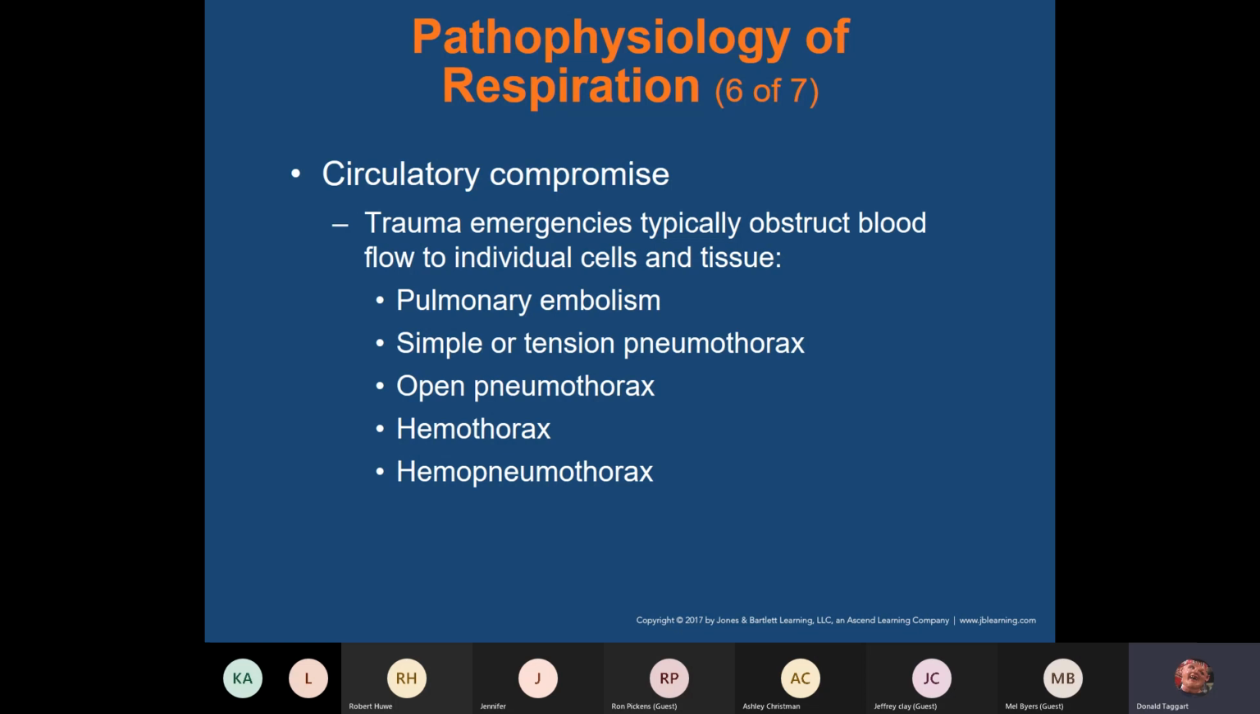Okay, circulatory compromise. So what else is going to mess up this VQ? What's going to cause us a VQ mismatch? So we don't have enough blood going around for whatever reason. Maybe it's, like this slide is showing, due to trauma.